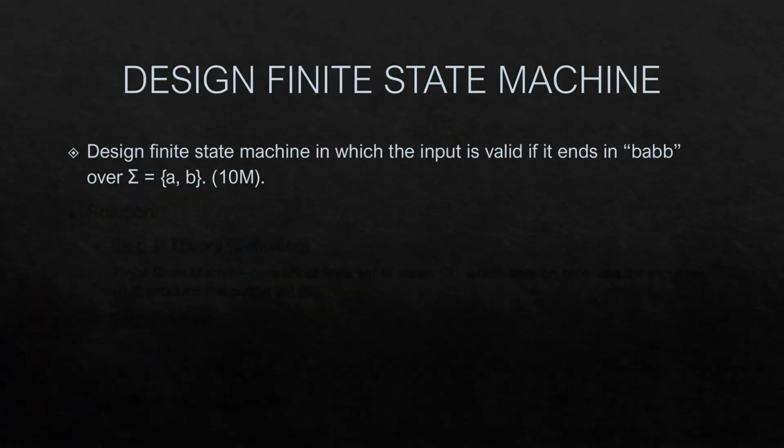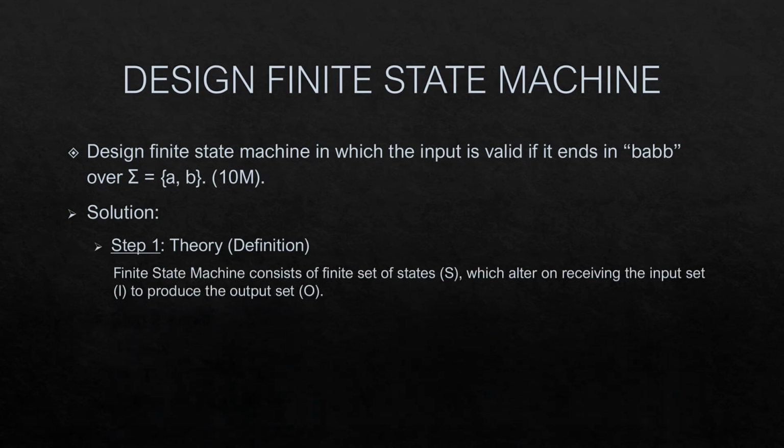Let's solve one more question. Design a finite state machine in which the input is valid if it ends in BABB over the input A, B. So the solution goes as step number 1, theory, that is the definition of FSM. Step number 2 is logic. As input is already given, our I is defined, that is the set A, B. O again is yes and no, because in the question it says input is valid if it ends in BABB.